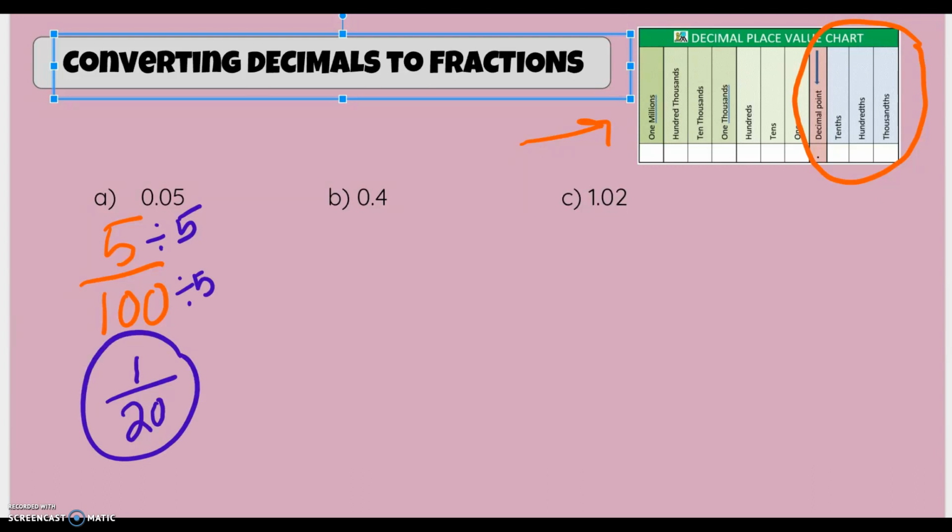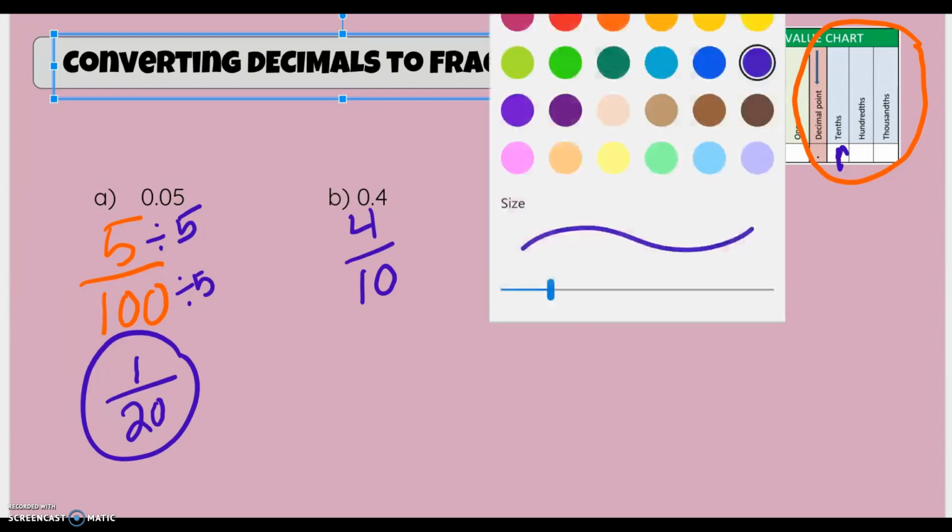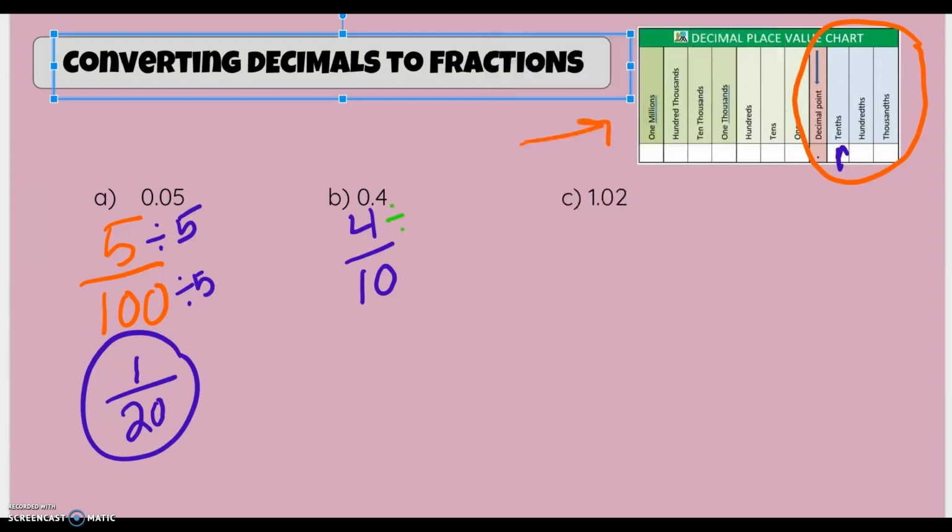Okay, looking at B. I have 1 place after the decimal. So if I look to my chart, 1 place after the decimal is the tenths place. So I read this as 4/10. Again, I always need to reduce fractions. So I know that 4 and 10 are both even numbers. And even numbers are always going to be divisible by 2. 4 divided by 2 gives me 2. 10 divided by 2 is 5.